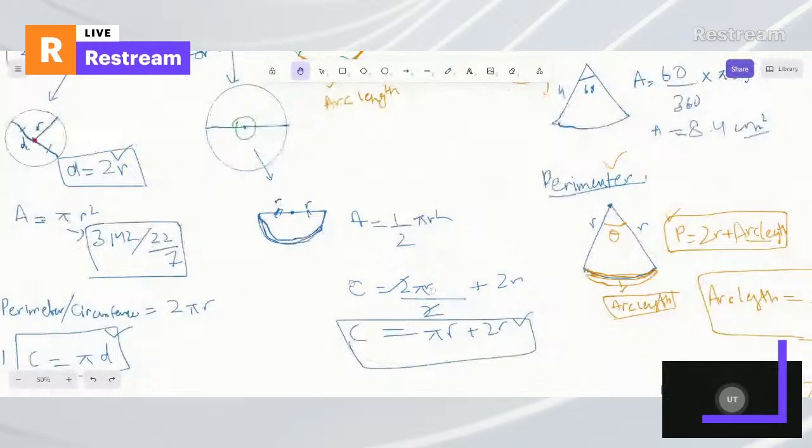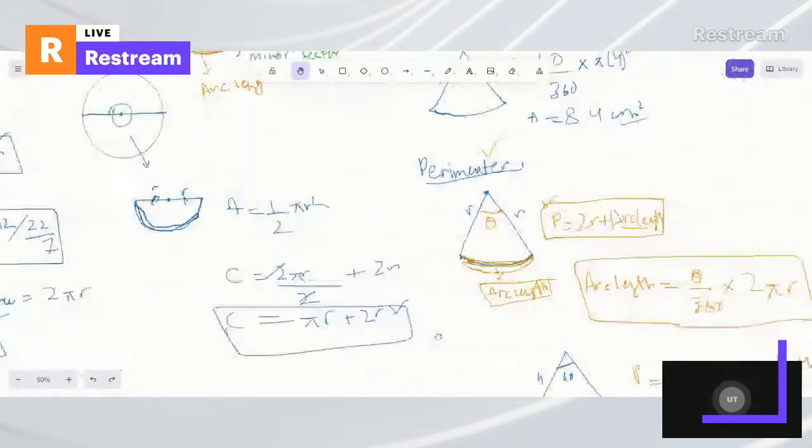Now for perimeter, there's going to be the sum of all sides. So there's this side which consists of 2 r's. If you add them both, that's going to be your perimeter.